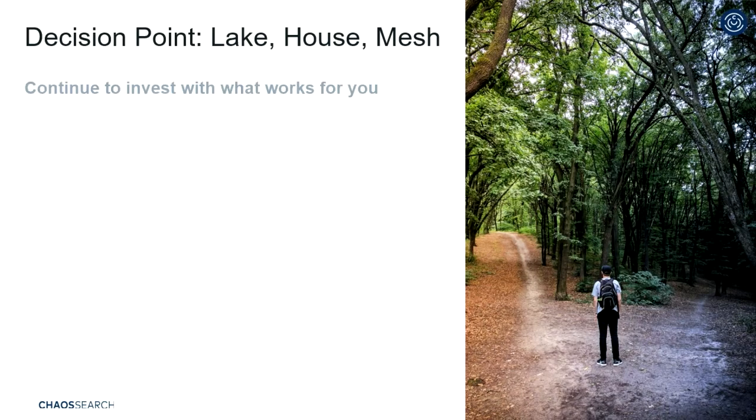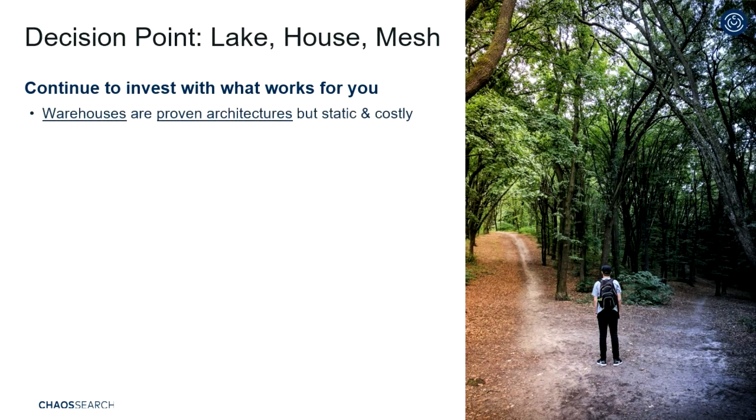So decision points, right? Which path to go? Is it the data lake? Is the lake house? Is the mesh? This is my recommendation. This is my bias, I guess. ChaosSearch is a lake-oriented solution, so I'm always going to push the lake philosophy. But my viewpoint is continue to invest in architectures that work. Sure, warehouses are static and costly, but they're proven to work. I would say continue with that, but then start to grow into a data lake if you haven't already, right? Because it can be a source for your warehouse, for your lake house, even your mesh. Right? It's a natural place to store data and be a feeder for multiple solutions.